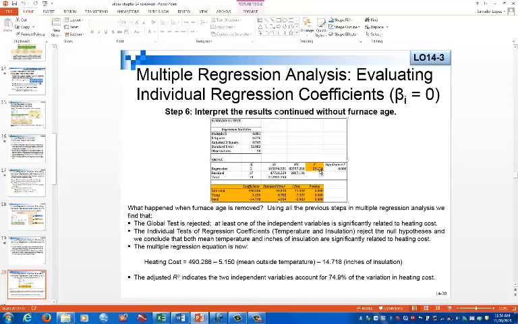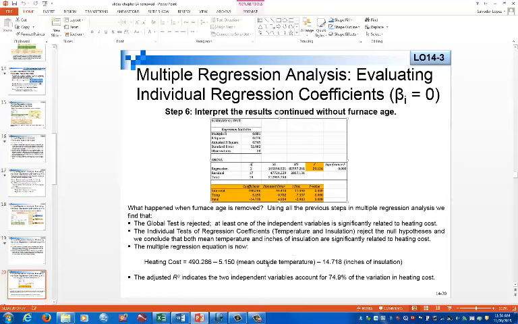Our new F statistic will be displayed here, 29.424, which again is much larger than the critical value of F. And you can also see the significance using the p-value is very low, much less than 0.05. And the adjusted R squared is 0.749, indicating about 74.9% of the variation in heating cost is explained by the two independent variables that we are using now.